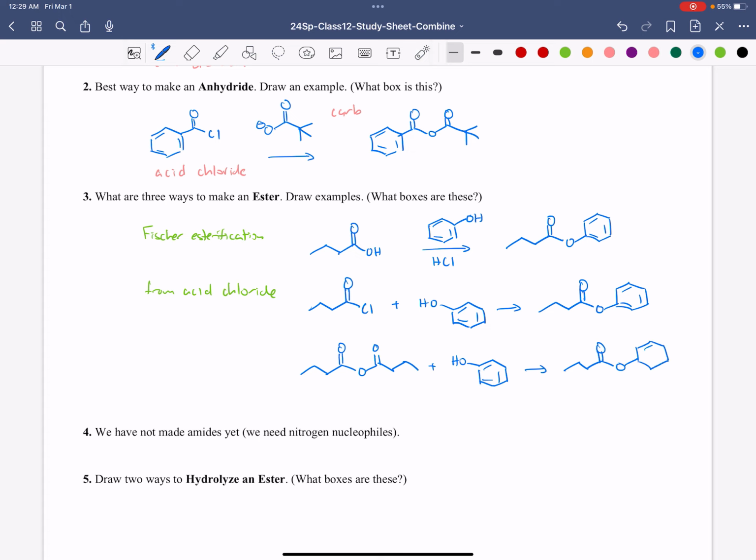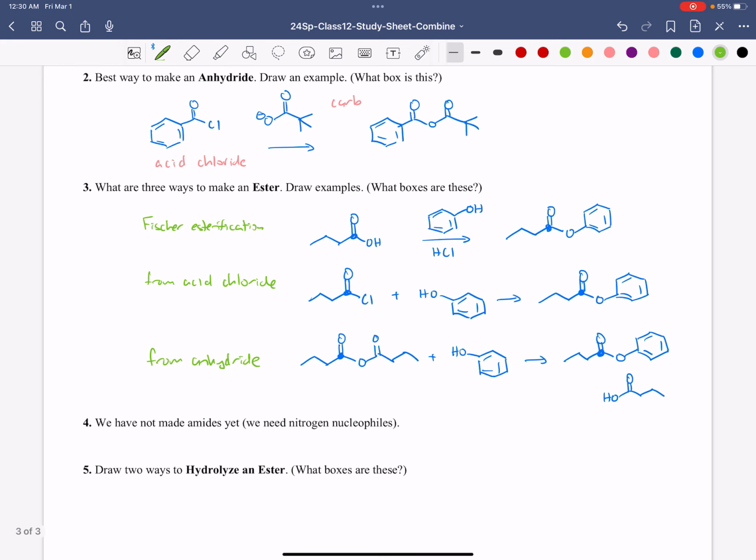And I understand that you had a kick-out group, that you don't have to draw. But the kick-out group was this piece here. And yeah, I could put a dot. I used this as the carbon that was attacked. Same thing here. Same thing here. Okay, this is from the anhydride.